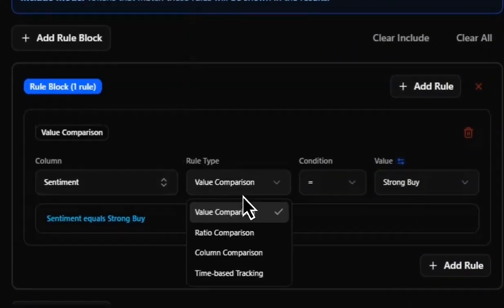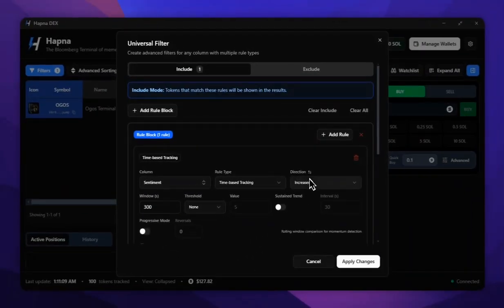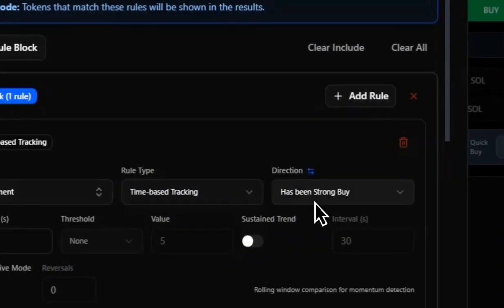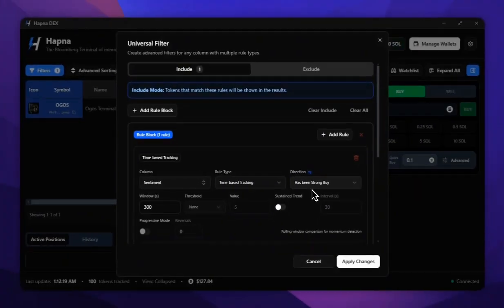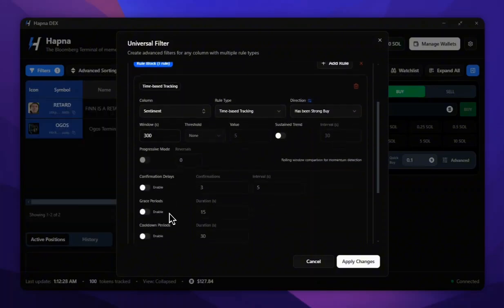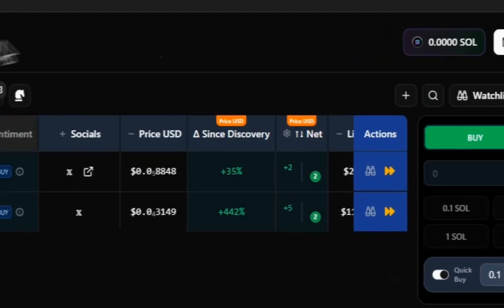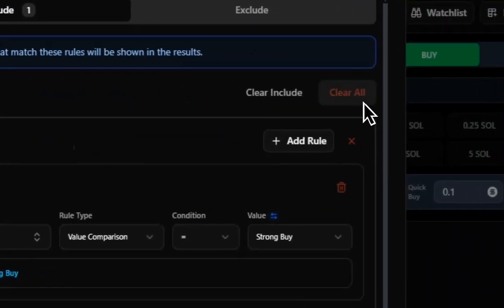Same thing for the time-based tracking. If I come here, you can actually switch the direction. I can tell it, for example, to track either by the numerical value, an increase in numerical value, or I can tell it to track by how long it has been in this kind of recommendation. It has been strong buy for 30 seconds. It has been strong buy for 15 seconds. So yeah, you can tamper with these settings as you see fit. So far, so good, folks.